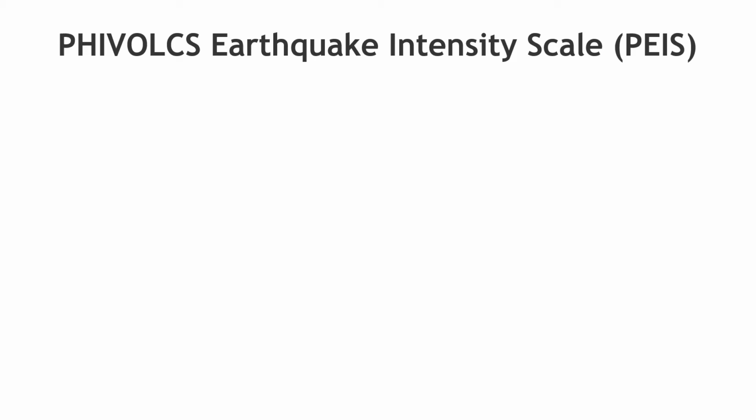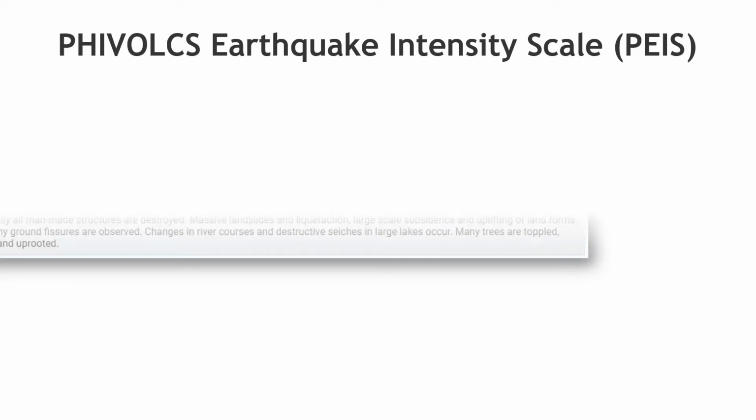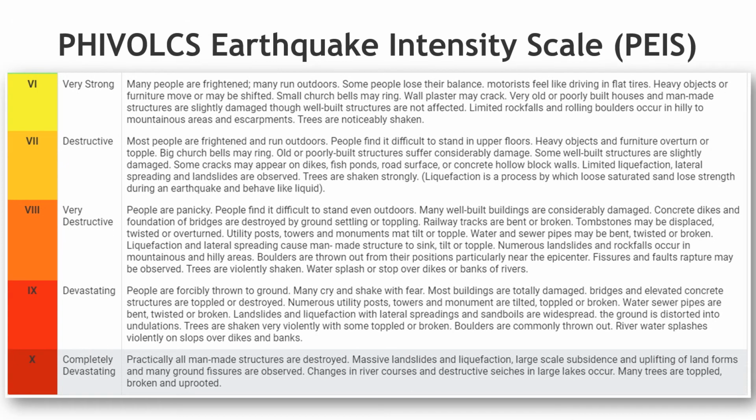PHIVOLCS Earthquake Intensity Scale, or PEIS. If you experience intensity 6, it means you have a very strong intensity. Intensity 7, you will experience destructive. Intensity 8, very destructive. Intensity 9, devastating. At the same time, if you experience intensity 10, it is completely devastating.